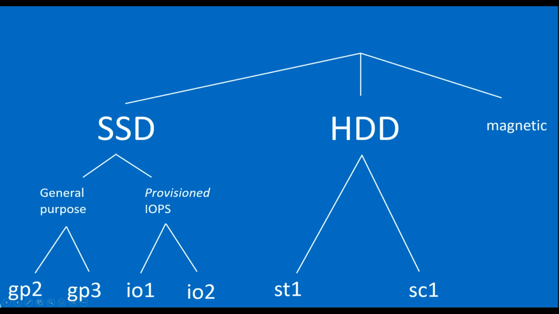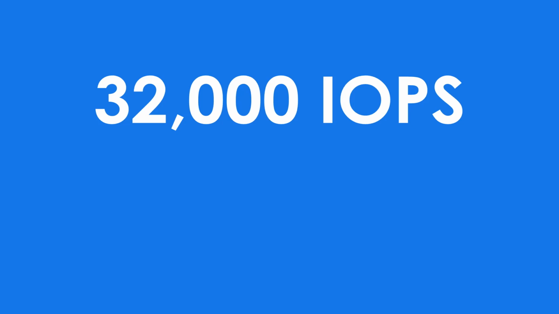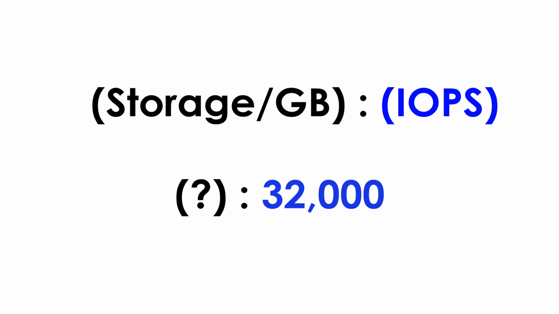The ratio of storage in gigabytes to IOPS must be at least 50 to 1. So, for example, if you want 32,000 IOPS, you must provision at least 640 gigabytes of storage. Now on to HDD.